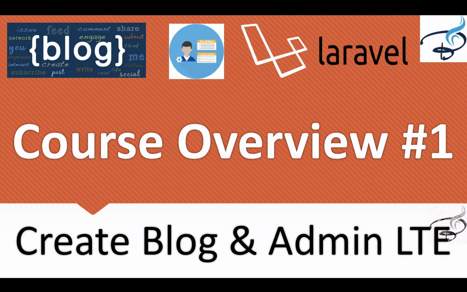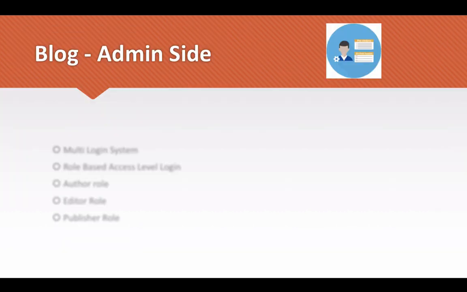So let's see what I have in my mind. On our admin side, I will firstly create a multi-login system. That means we are going to create the login system for user and the login system for admin. Next, a role-based login system. Obviously, on the admin side, if you are going to create the blog, one is an author, so there will be an author role, then an editor role, then a publisher role. So we will create a role-based login system with the use of Laravel.